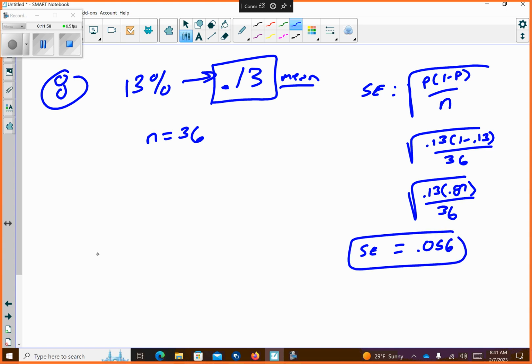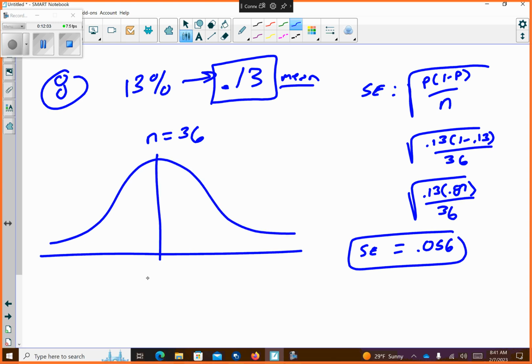And then if I created my normal distribution based on this, so I get 0.13 here, I have plus 0.056, plus 0.056, minus 0.056, minus 0.056. So do y'all kind of see that this normal curve we keep jumping back to? We're just kind of manipulating it a little bit using standard error in this case. And so that goes with number 8.